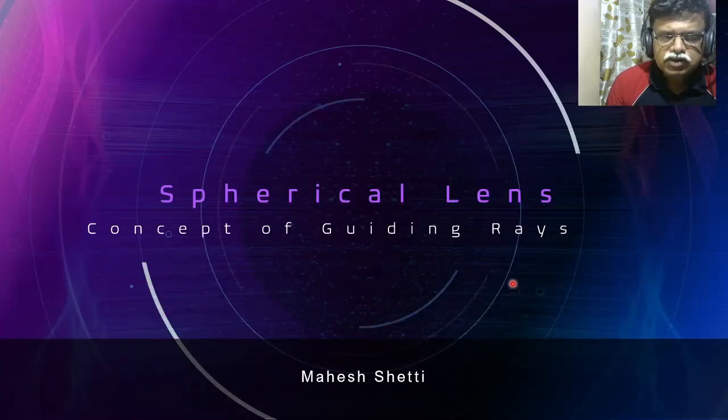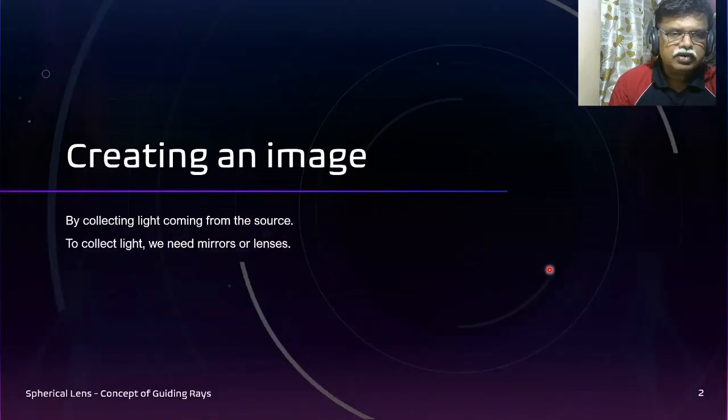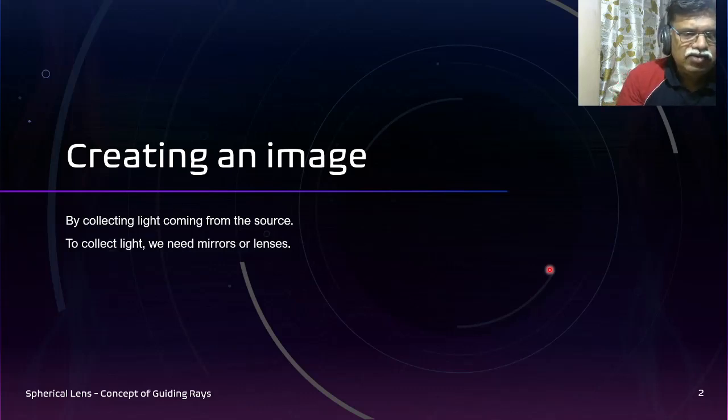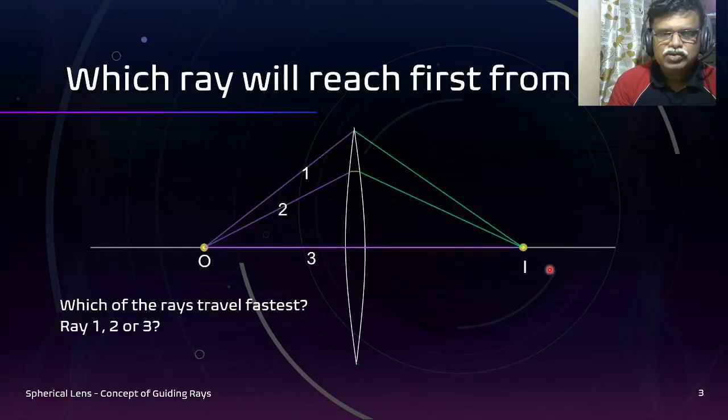Let us talk about the concept of guiding rays for spherical lenses. In order to create an image, you need to collect a lot of light from different points, and what lenses or mirrors do is exactly the same thing. However, all those rays must come in the same phase from a particular point on the object so that the image can be formed, and lenses do exactly that.